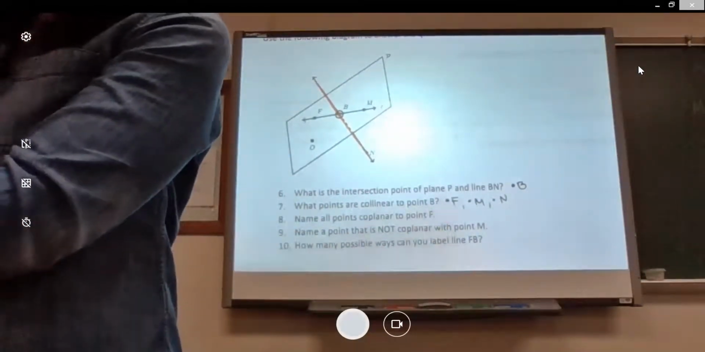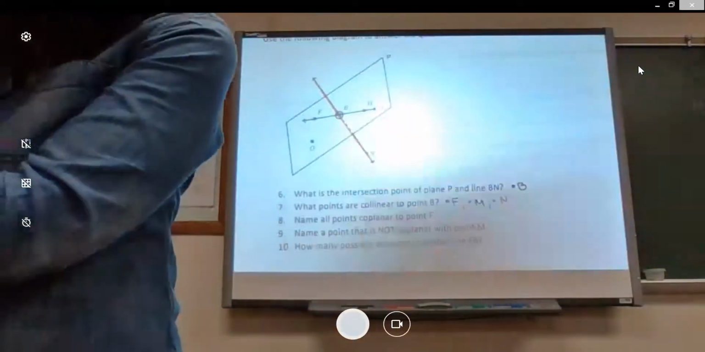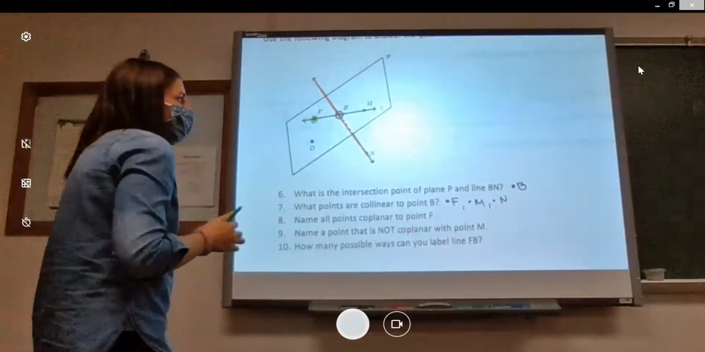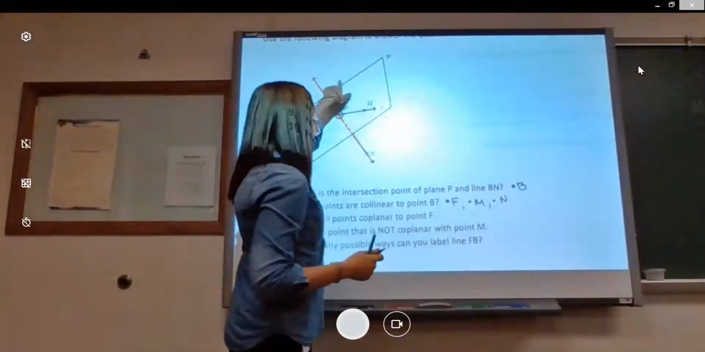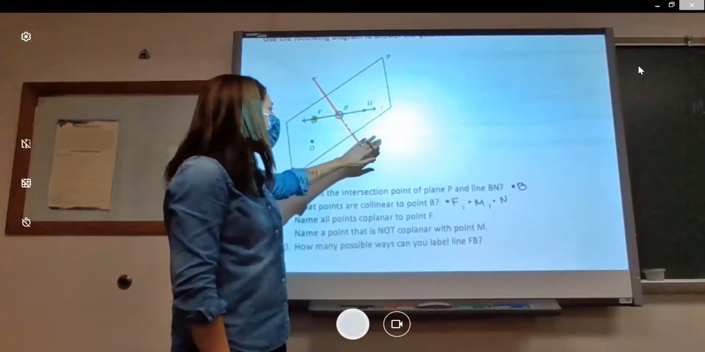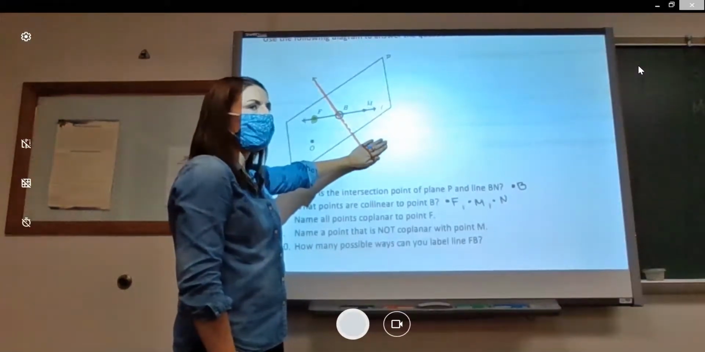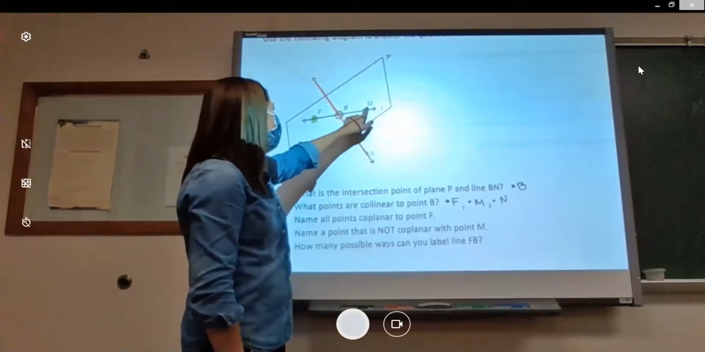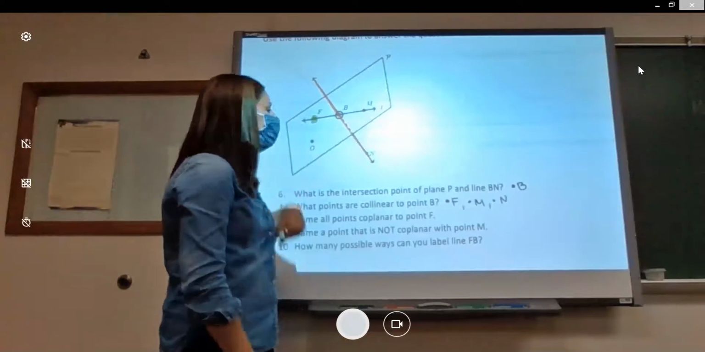Name all points that are coplanar to F. So here's F. Coplanar means on the same plane. Here's my plane. The only point not on the plane is M. So basically I'm going to list every point and not this one. All the other points are coplanar to F. So point B, point M, and point O.